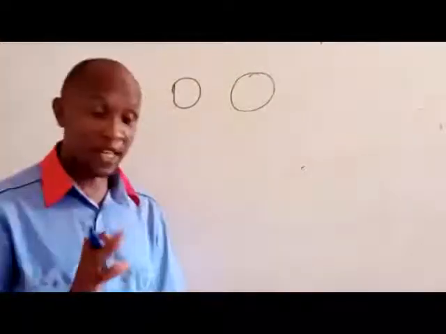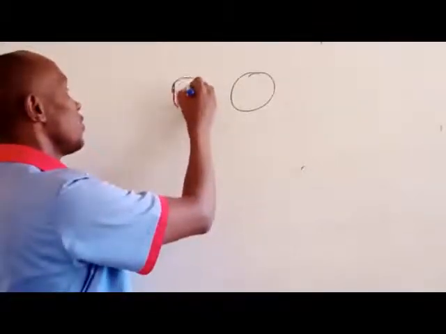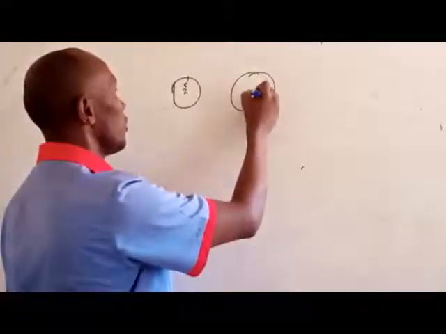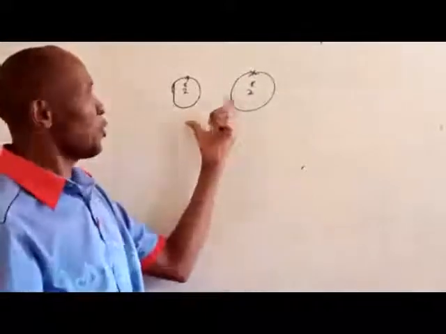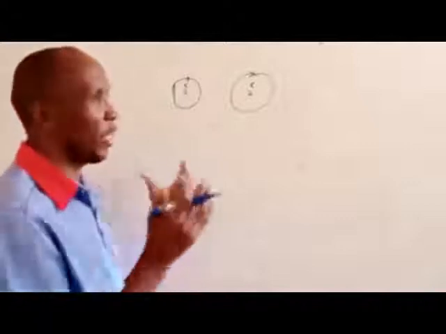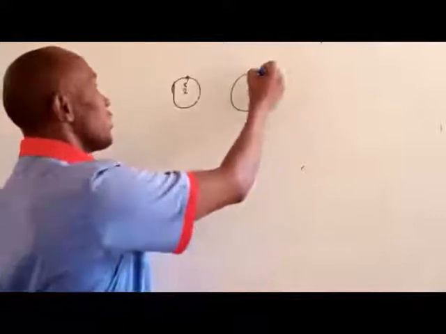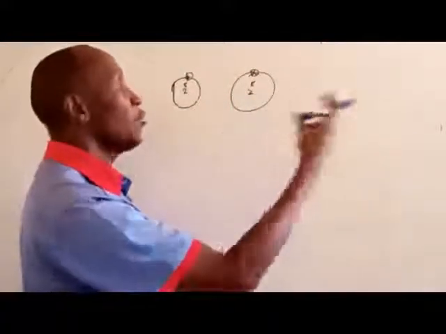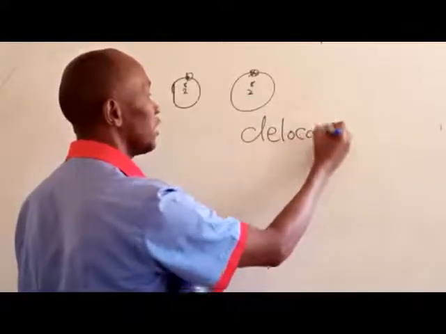We start with, say, two sodium atoms with their configuration 2, 8, and 1 electron in the outermost energy level. Now these two sodium atoms are not held to each other by any force of attraction. They can move very well. Then the electron in the outermost energy level undergoes delocalization. So we say it is delocalized.